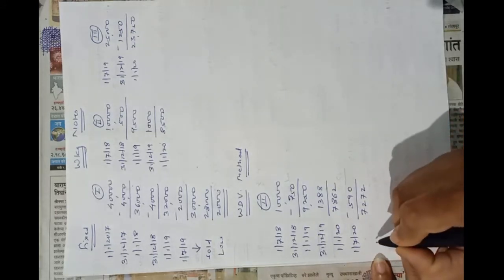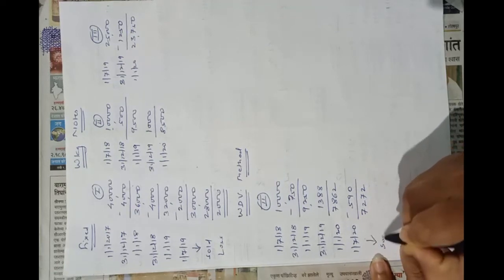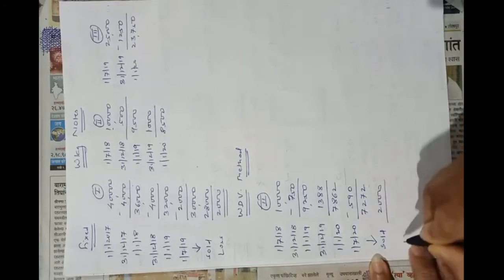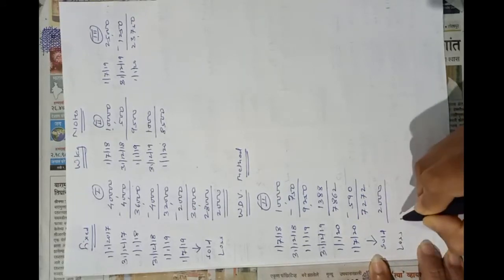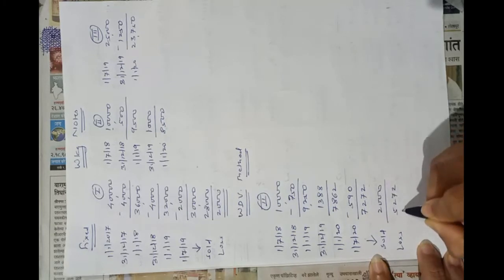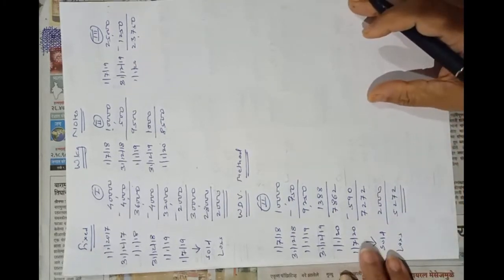It is correct, and this machinery was sold for rupees 2,000. So there is a loss of rupees 5,272 in this machinery's sale.